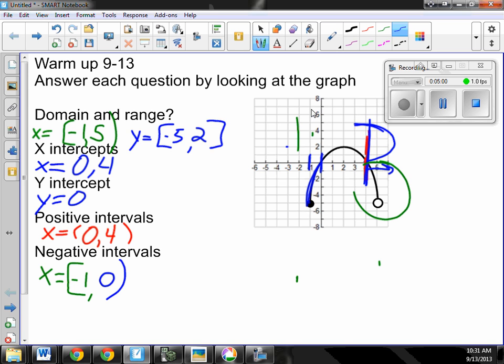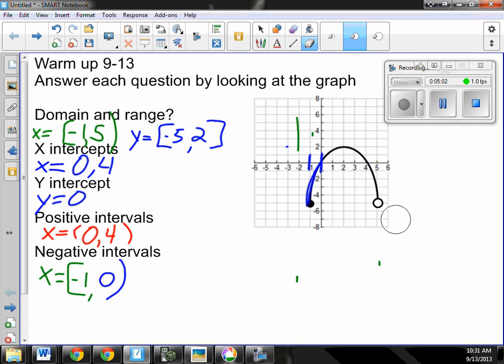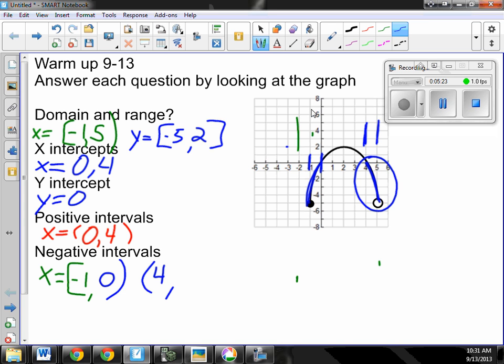Now we're going to look at this piece over on the right. It's negative from here to here. Just that little piece. So what is the smallest x value in that group? It'll be 4. Do we include 4? Nope, because it's on the x-axis, and we never include a number on the x-axis. And do we include 5? No, because it's an open circle. So there we go.